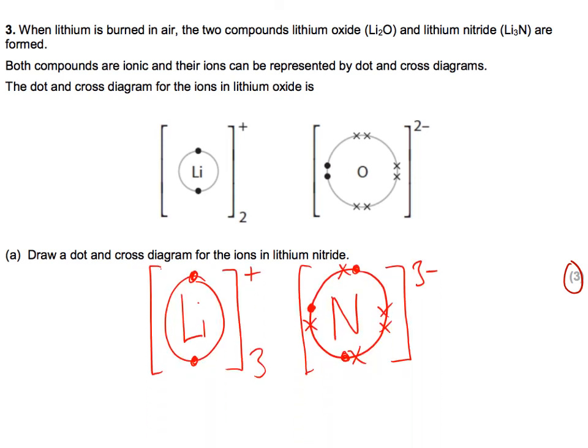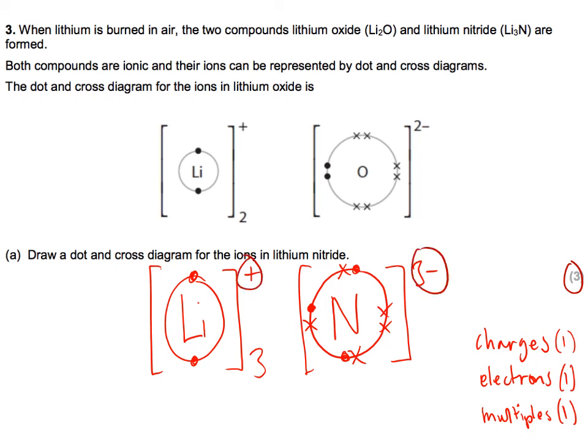Okay, well done if you've got that right. You'll get your 3 marks: 1 mark for the correct charges, that's plus and 3 minus. 1 mark for the correct number of electrons. So we've got 2 full outer shells, this is great. Be careful of lithium, because lithium's inner shell only has 2 electrons in it, not 8. Or you can just leave it empty, to be fair, so that doesn't matter. And the correct multiples. Now lithium has times 3, so that's great. So that's your third mark.